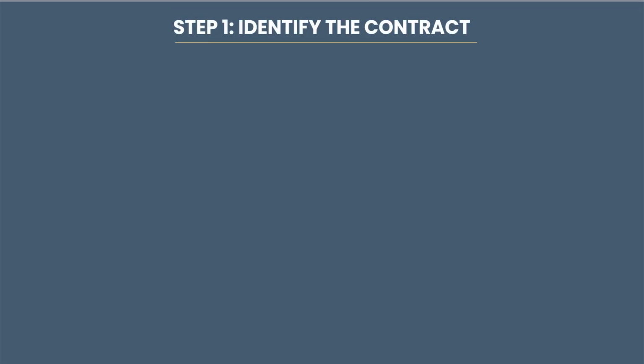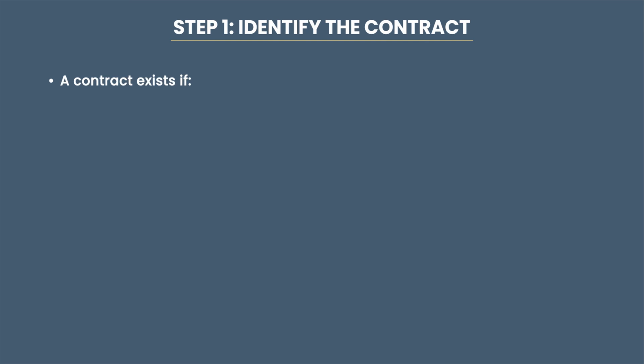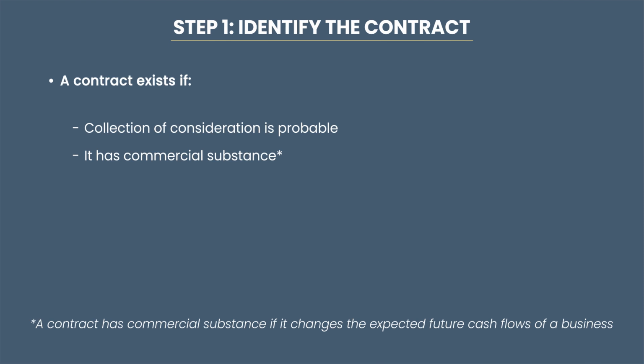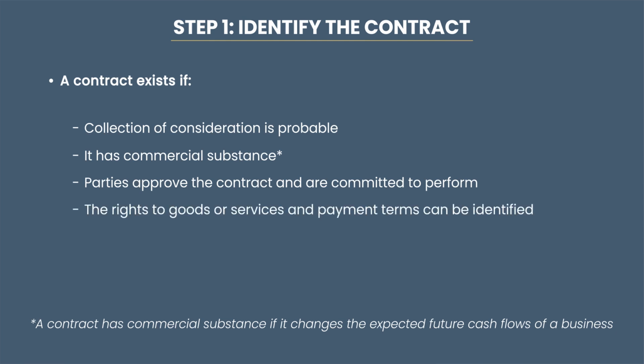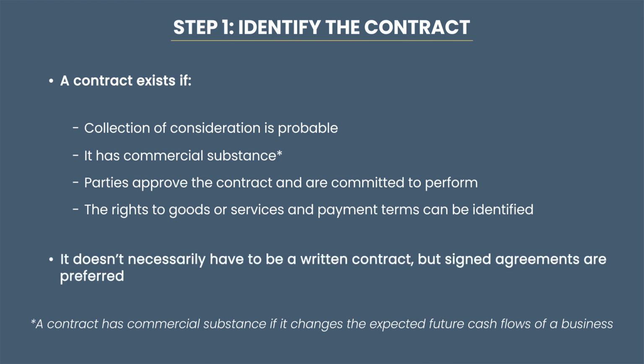As I said, the first step is to identify the contract. First, we have to identify if a contract exists. A contract exists if collection of consideration is probable, it has commercial substance, the parties approve the contract and are committed to perform, and the rights to goods or services and payment terms can be identified. One criterion that was not stated is that the contract has to be signed. While it is preferable to have a signed agreement, it does not have to be there for a contract to exist.